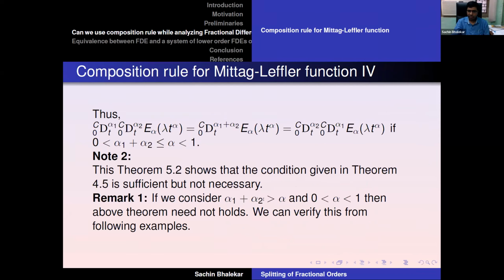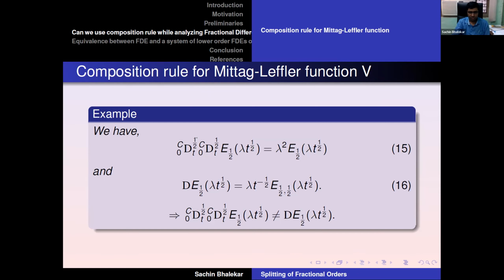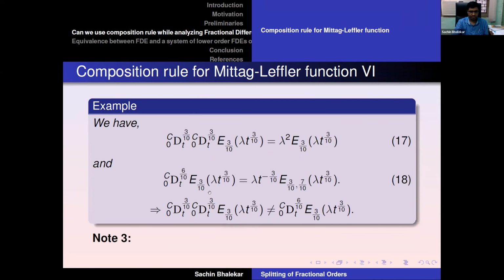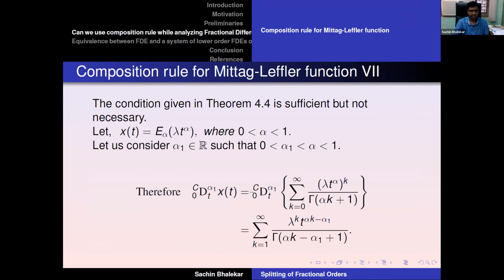If we consider α1 plus α2 greater than α, meaning if we consider smaller values of α, then the above theorem need not hold, and we can verify this with examples. So this is the example. If we take α1 = 1/2, α2 = 1/2, so α1 plus α2 is equal to 1, but we are taking α to be 1/2. So this α is smaller than α1 plus α2, and we are not getting the required result. So composition is not true. And these are some more examples.